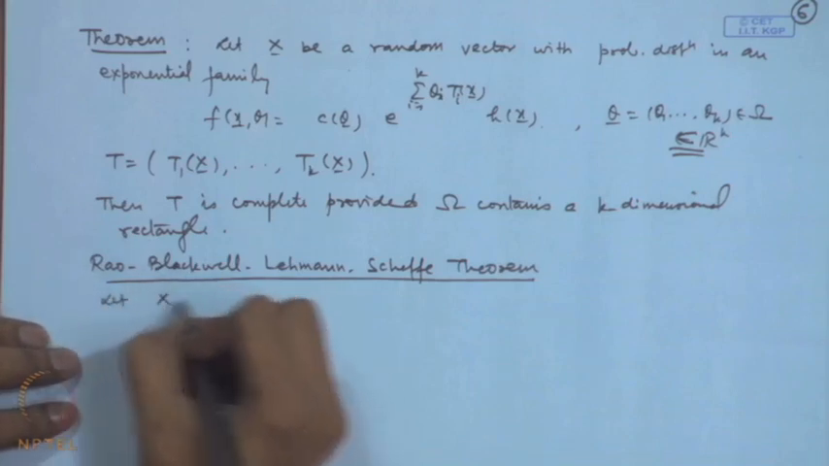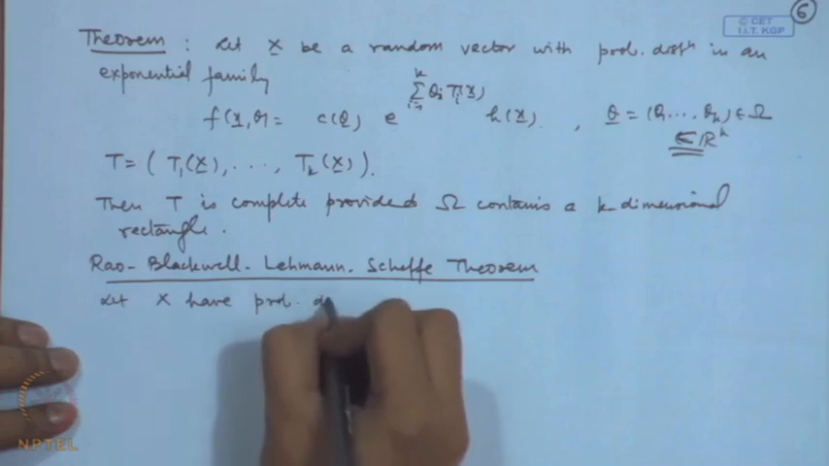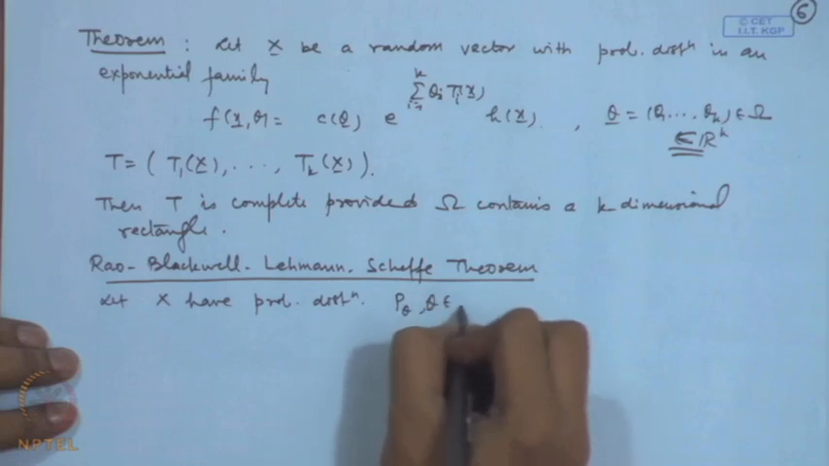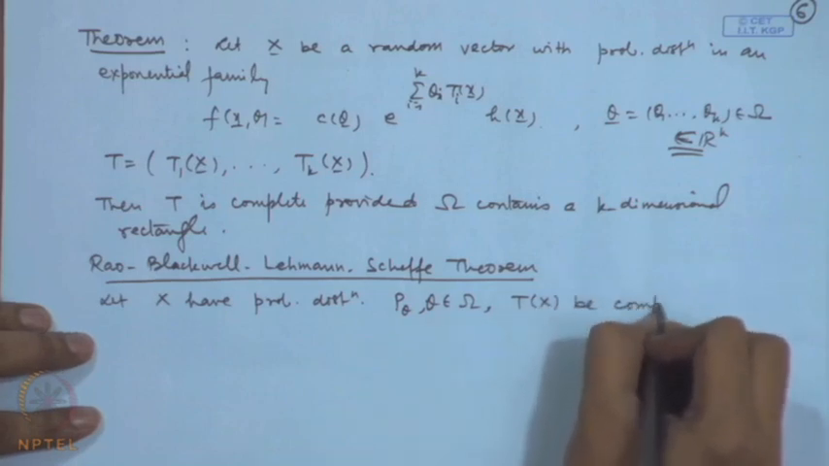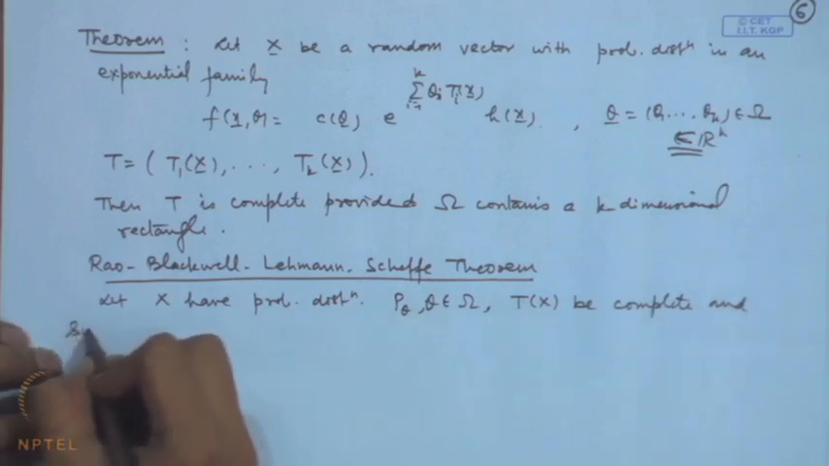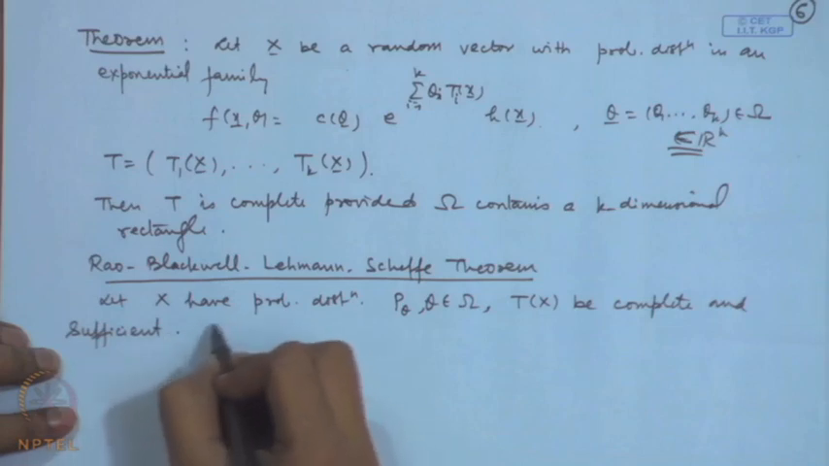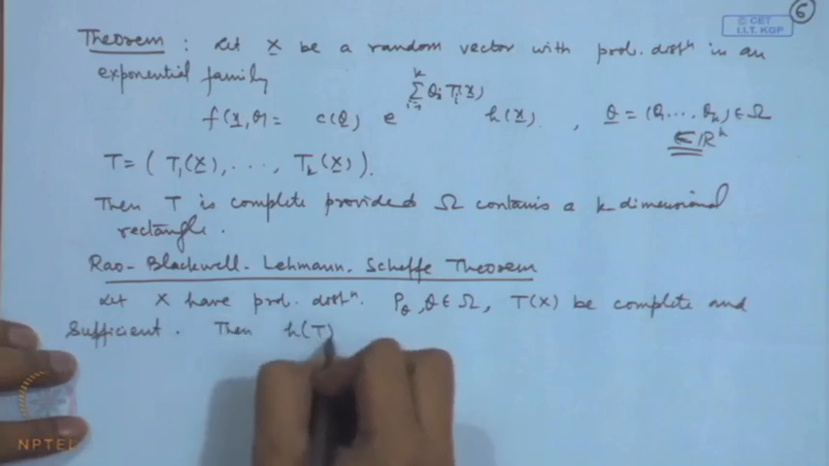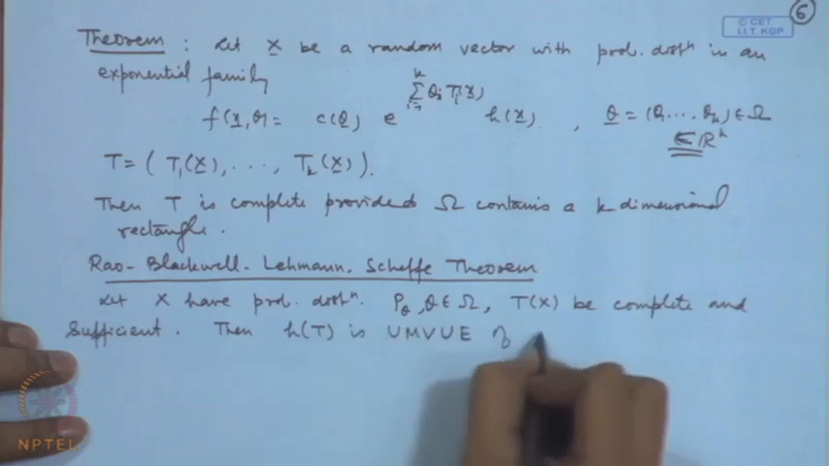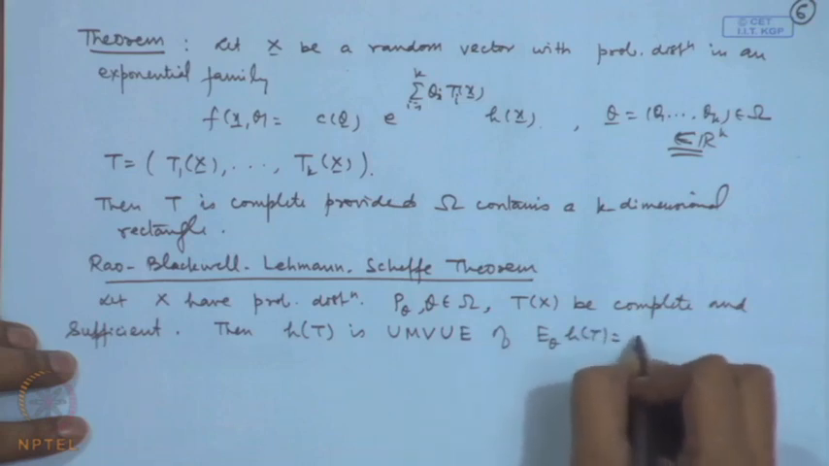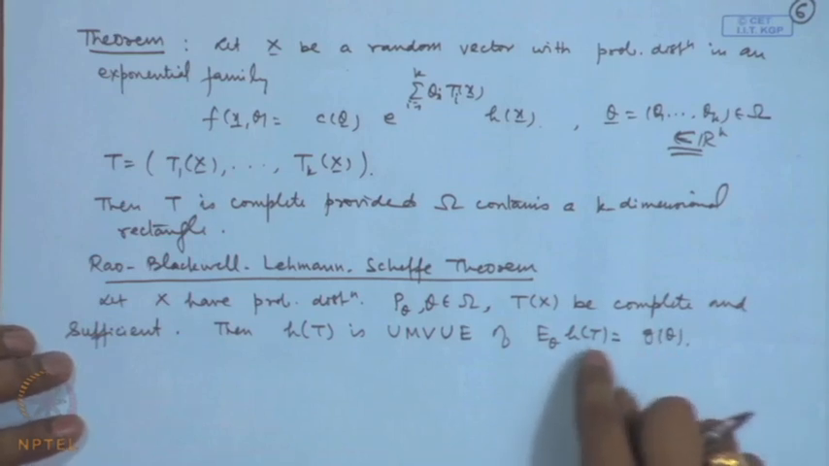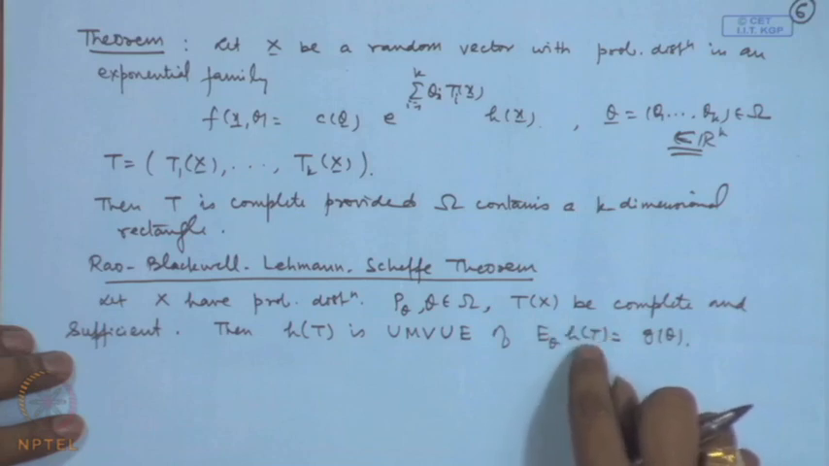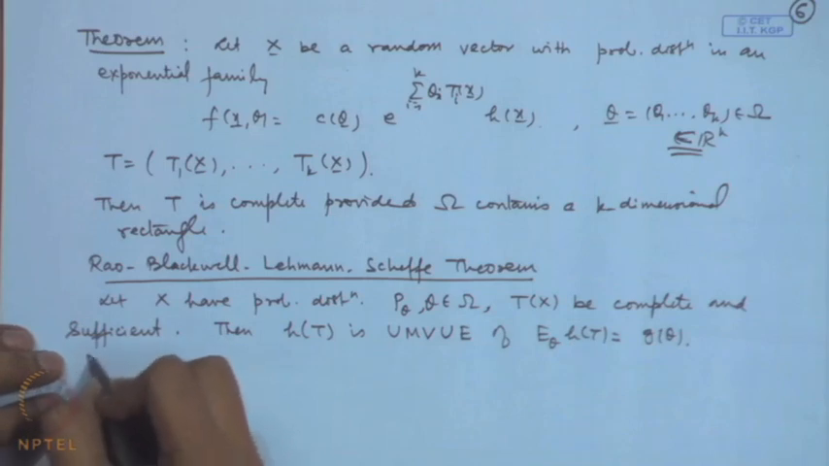Let X have probability distribution P theta, theta belonging to say omega, and T(X) be complete and sufficient. Then h(T) is UMVU of expectation of h(T), let us call it g(theta). That means, for any unbiased estimable function g(theta), if I have an unbiased estimator which depends upon the complete sufficient statistic, then that will actually be the UMVUE. Let us look at the proof of this.